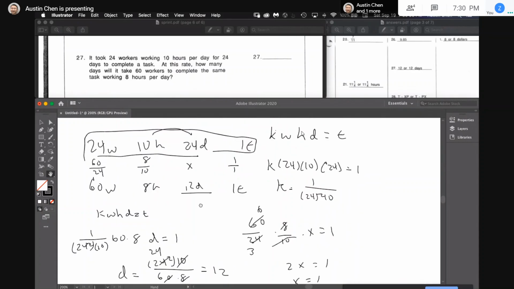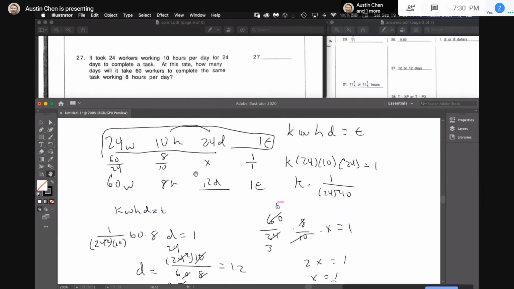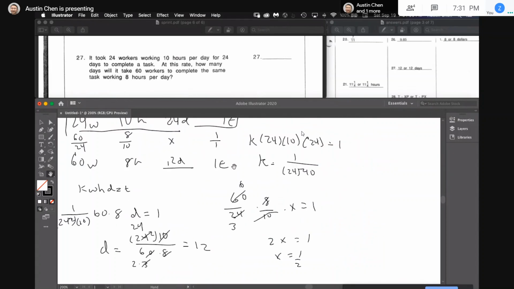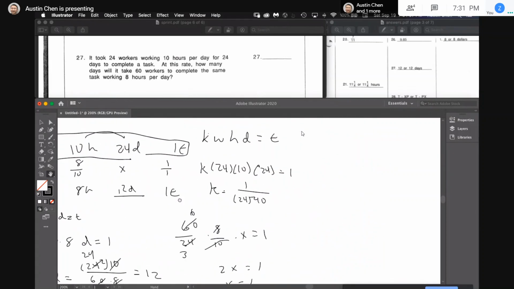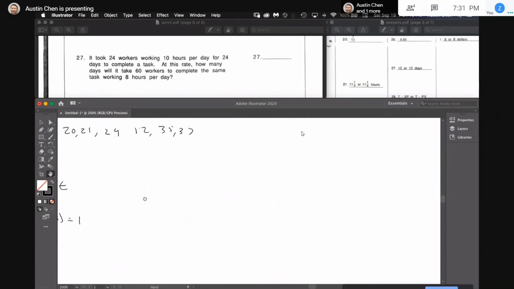So why all of these ratios multiply to 1 is because this is 1. If this ratio was like 2, then all of these ratios would have to multiply to 2. And why it's like that is because, again, they're all proportional to the number of tasks you get done. All right, let's just move on.